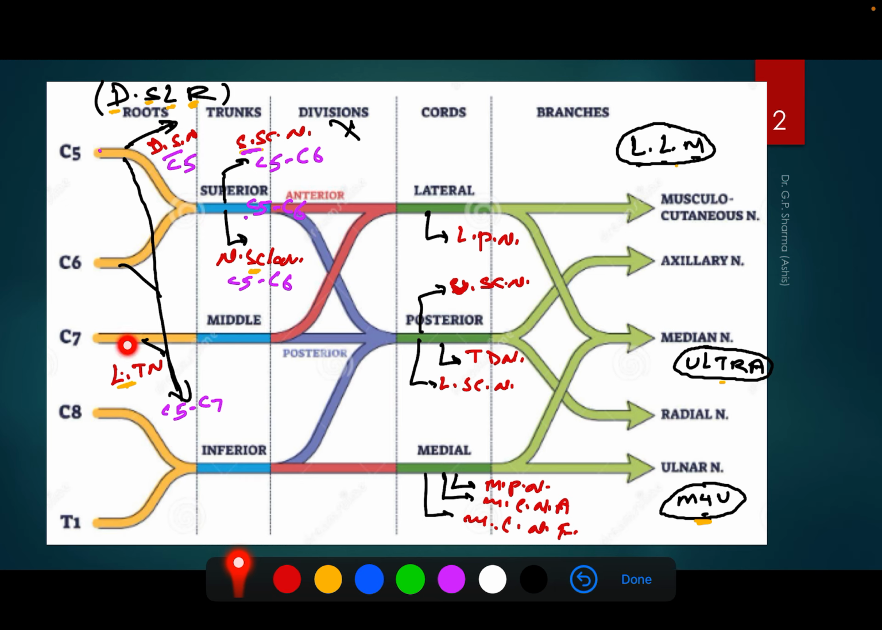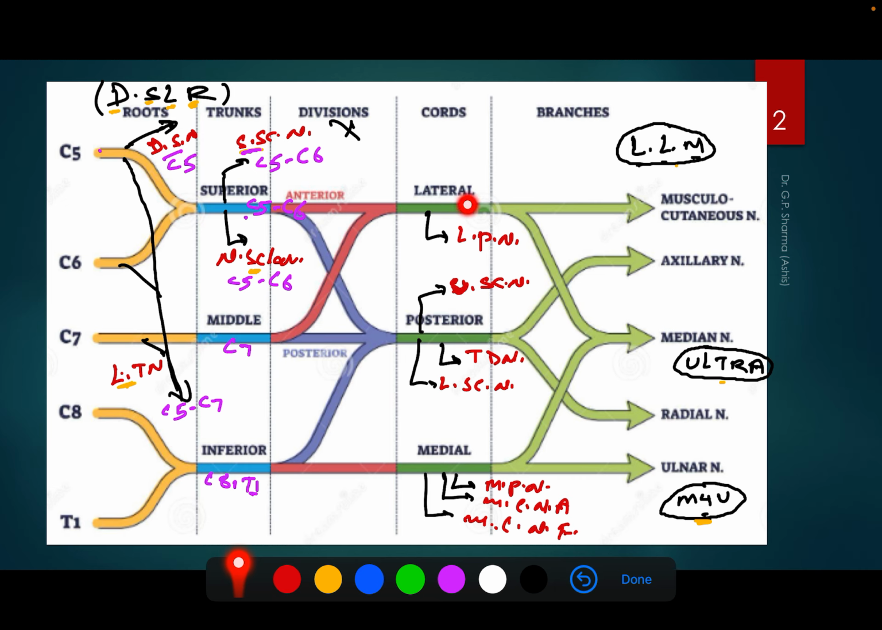And then we have the middle trunk. The middle trunk comes from a single root, so that should be C7. And let's see another one. This is my inferior trunk. My inferior trunk is formed from this and this, which means C8 and T1, right? So these are the root values for the trunks. After that, the divisions: you can see this division is going this way, this division is going this way, and finally these divisions form the cords, right? The division follows the trunk. That's why the divisions have the same root values as the trunk from which they originate.